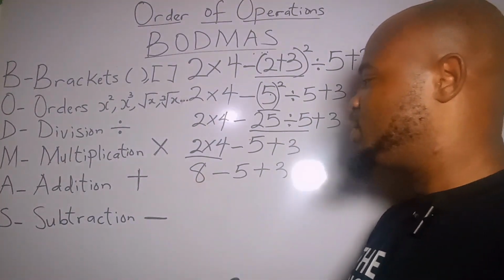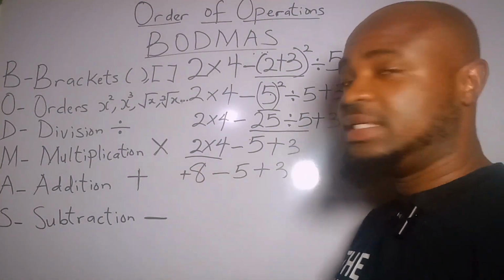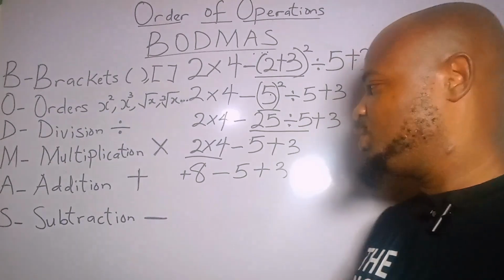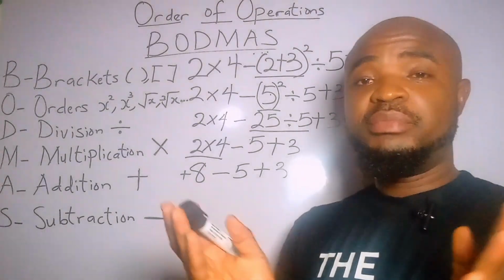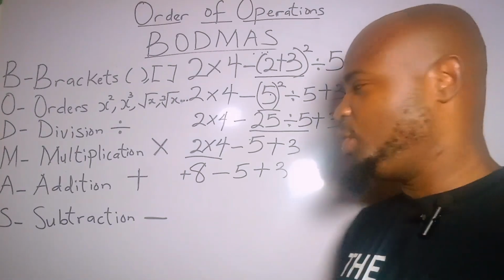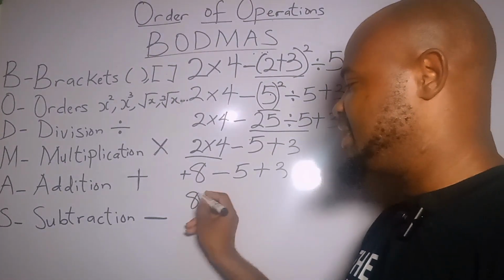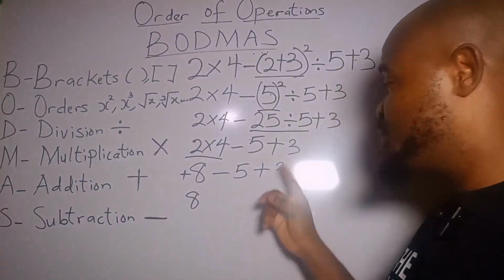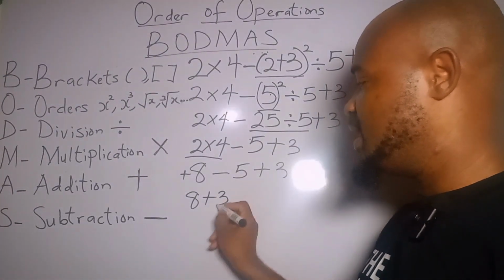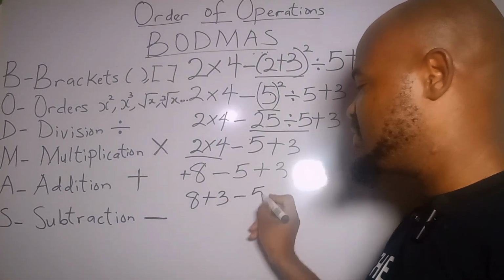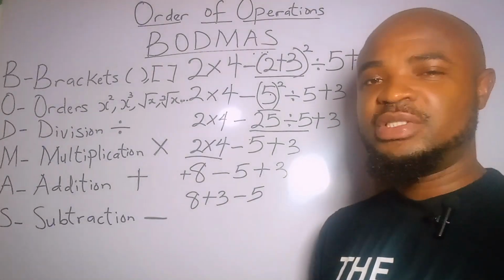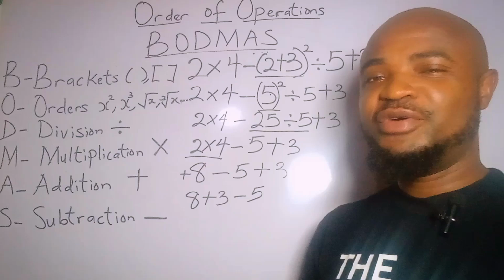So now, 8 is a positive number, right? So I will group all the positive numbers together, and the negative numbers separately. If 8 is a positive number, then I'm going to be joining it to 3. That is 8 plus 3. Then lastly, what I have is minus 5. Always do this. It will really help you and save you from making a lot of mistakes.